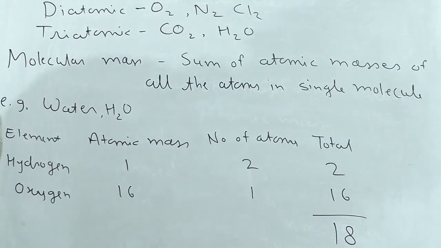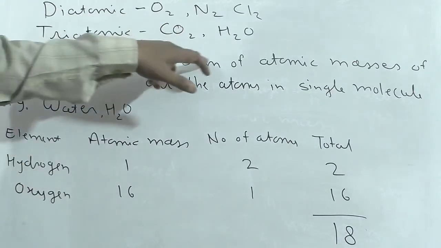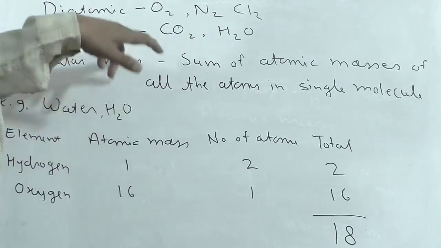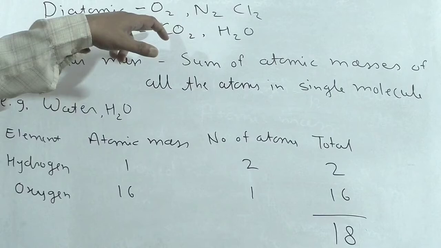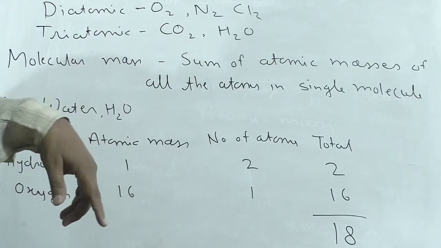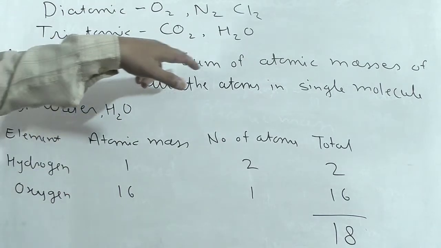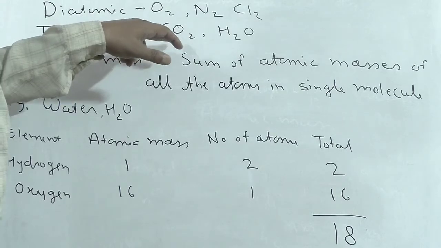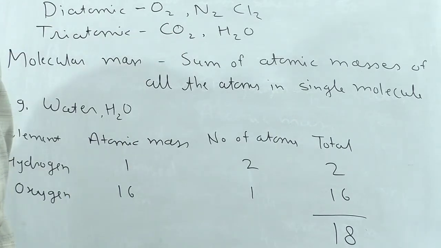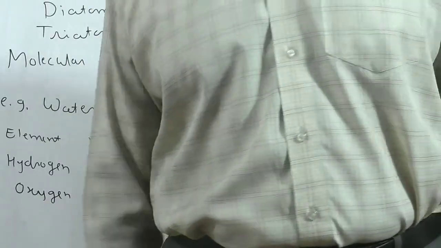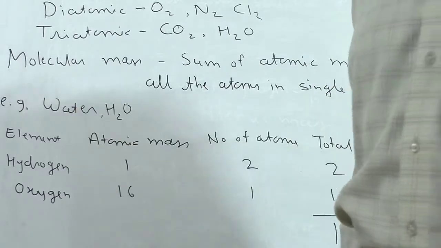So what is molecular mass? The sum of atomic masses of all the atoms in a single molecule. Suppose carbon dioxide: one atom of carbon and two atoms of oxygen, so a total of 3 atoms. The mass of carbon plus the mass of oxygen two times. This way we can calculate molecular mass. Such sums are going to come in the paper.